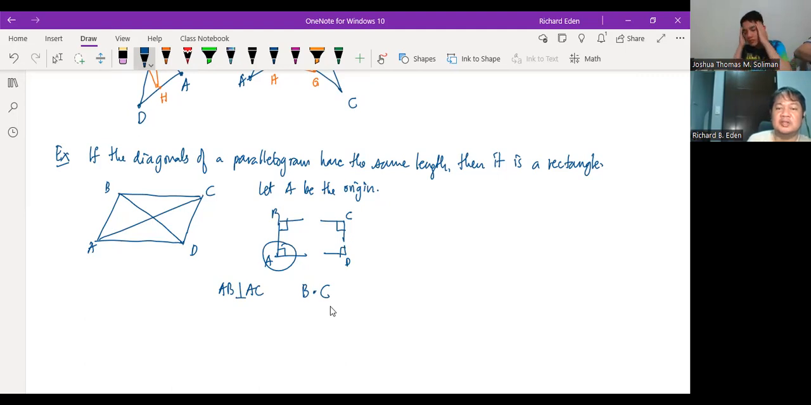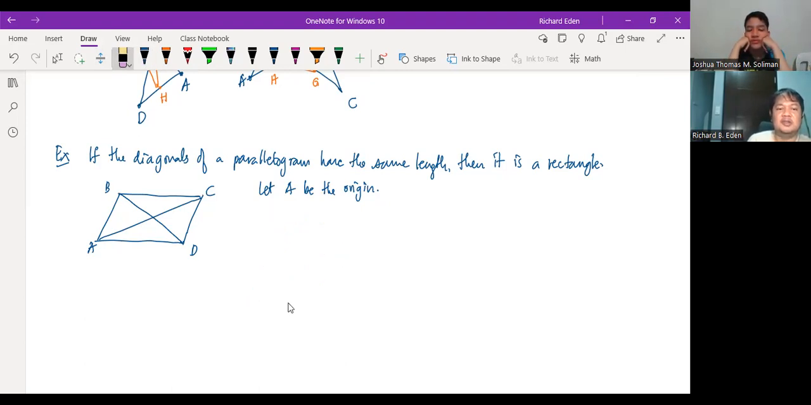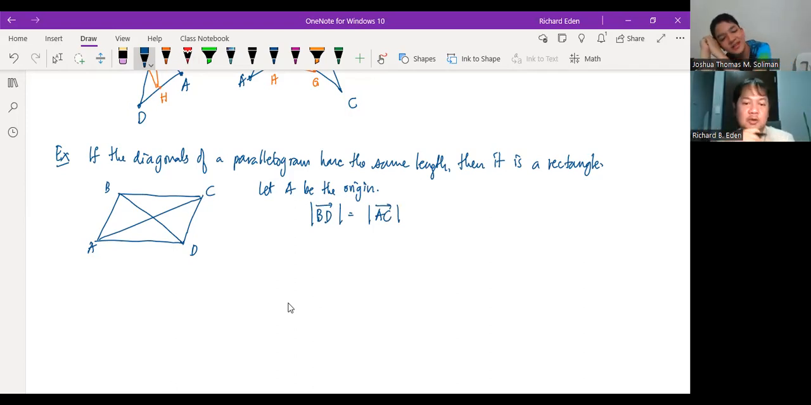Okay, but our starting point is that the lengths are the same. Okay, so that's the given. So BD, that's our starting point. Let's say the length of vector BD is the same as the length of vector AC. Okay, pero how can we produce a dot product out of this equation?